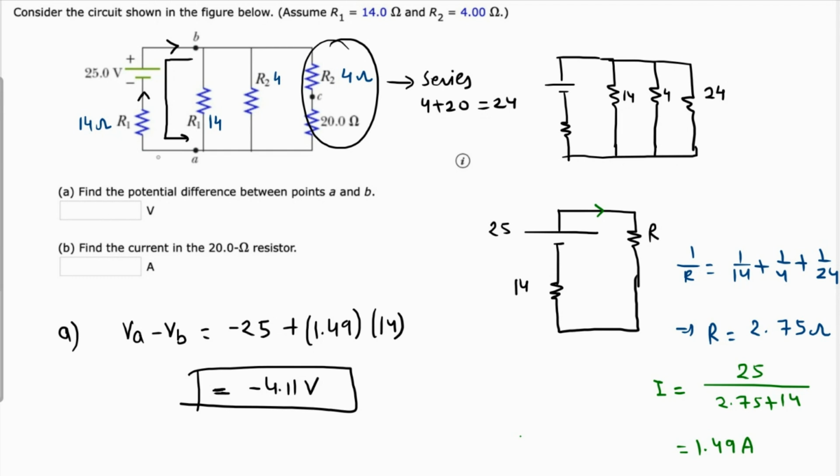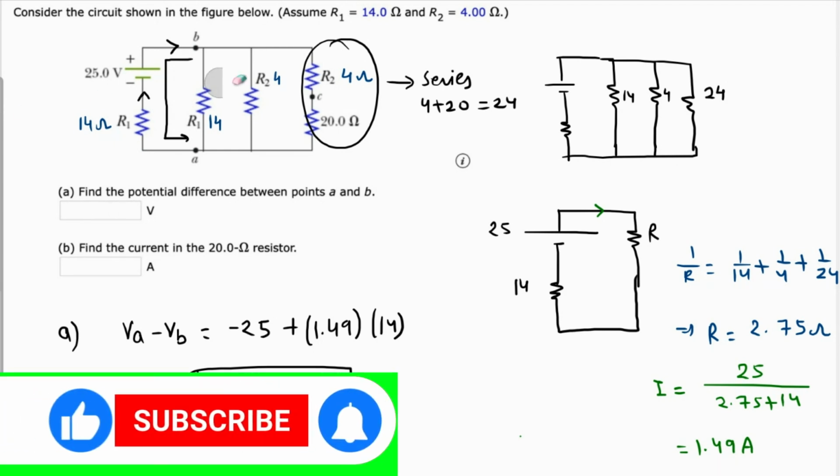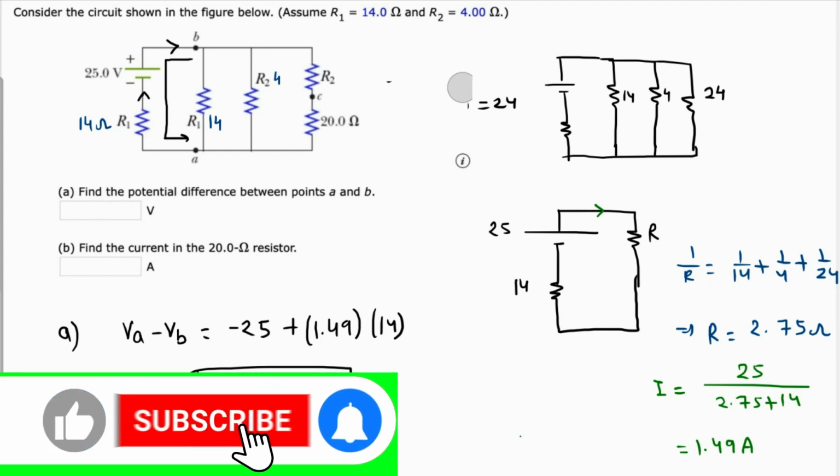Okay, now I'm not sure whether they are interested in the magnitude. So if they're interested in the magnitude, just get rid of this negative sign. And in the last part, part B, they are interested in the current in the 20 ohm resistor. Where is the 20 ohm resistor? Let me just clear this up. So the 20 ohm resistor will be over here.